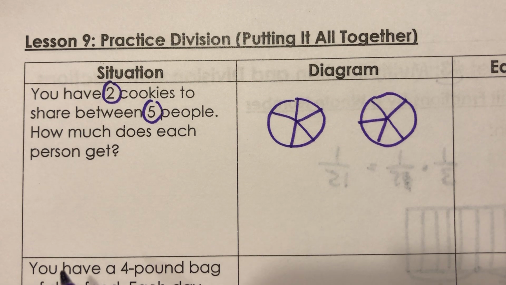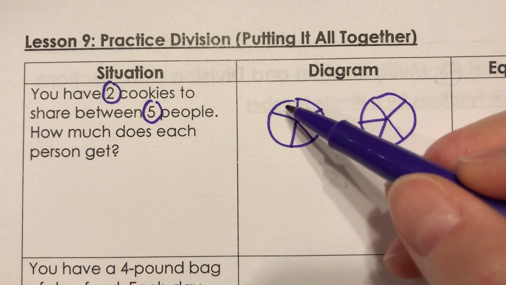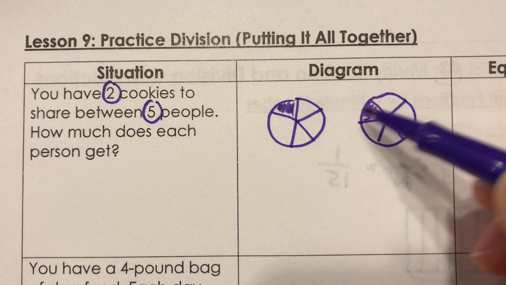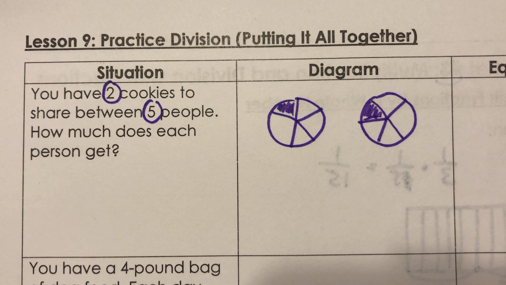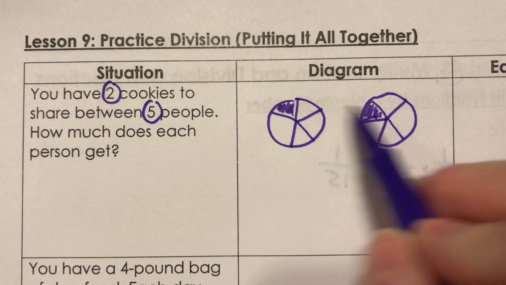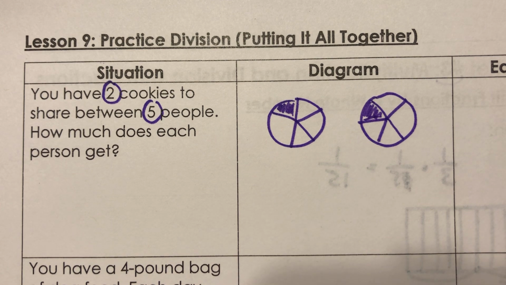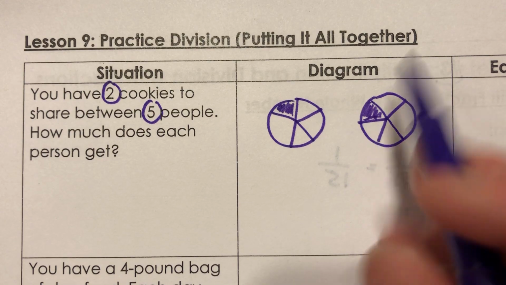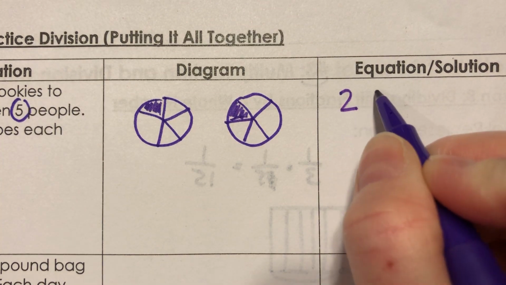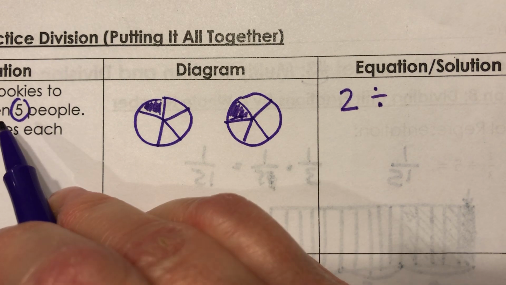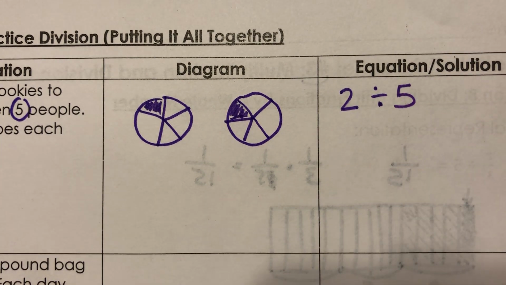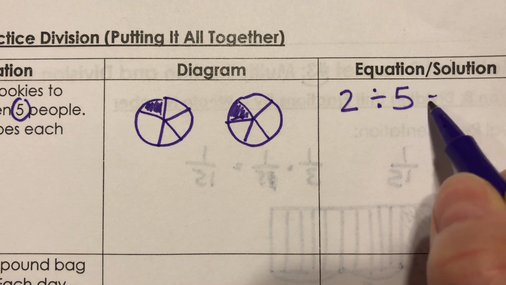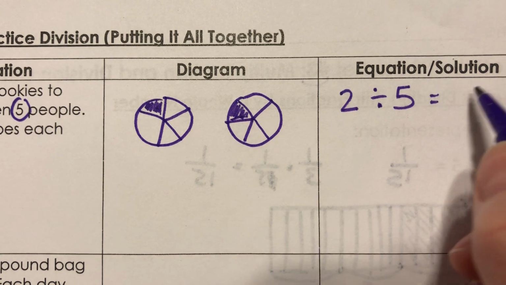How much does each person get? Well, if there's 5 people, each person would get 1/5 of each cookie, right? That's how much they would get. So the answer here would be 2/5. So in terms of what we just did equation-wise, didn't we start with the 2 cookies, right? And then we divided those cookies up between 5 people. So our equation would be 2 divided by 5, right? And we said that our answer was 2/5.